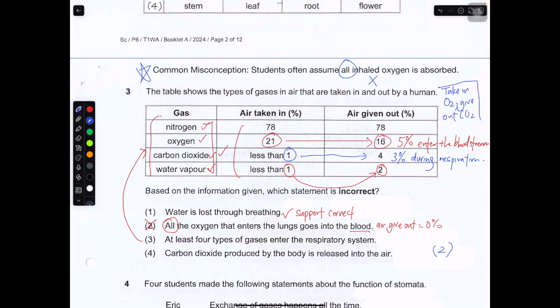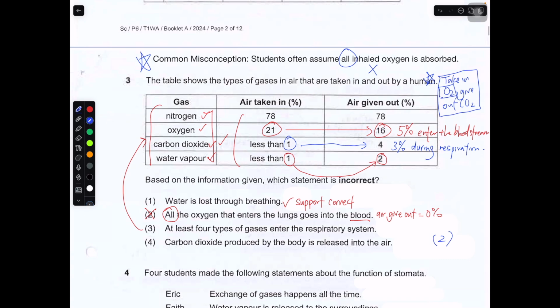This is correct, but not all the oxygen is taken in. Some of this is being released through exhalation. So this is something that you probably need to take note of. Okay, so we take in oxygen, that's true, but not all of the oxygen has been absorbed into the bloodstream.